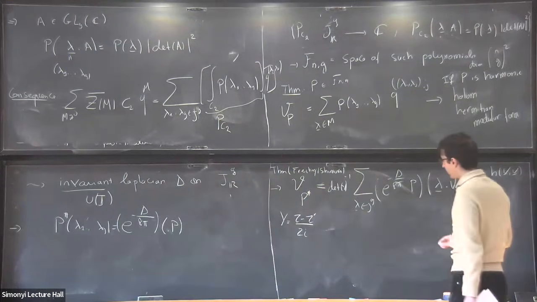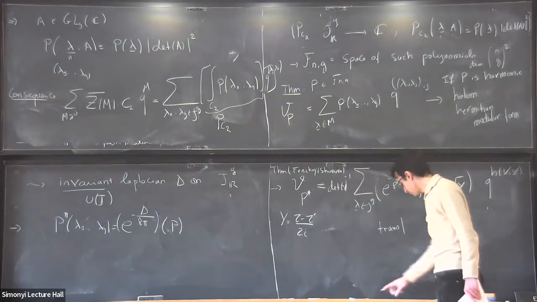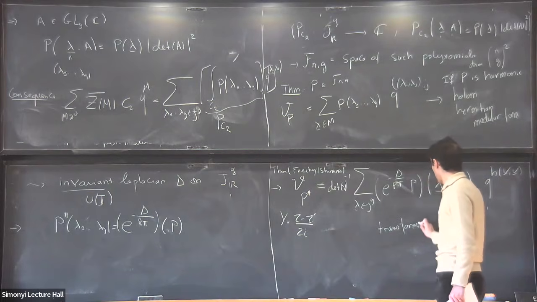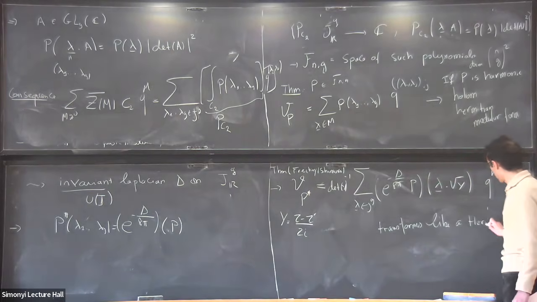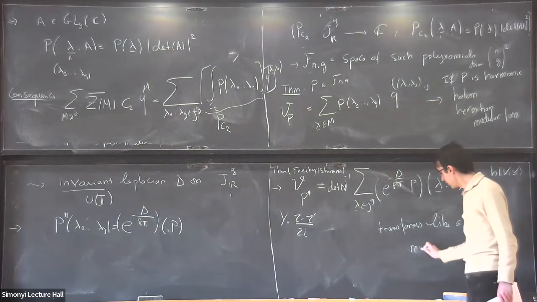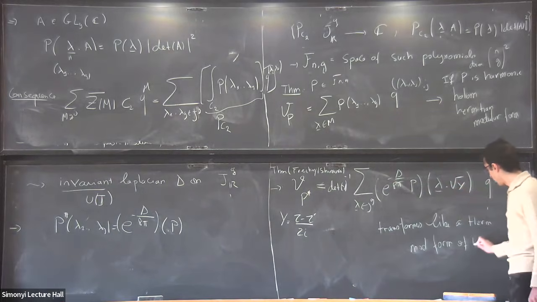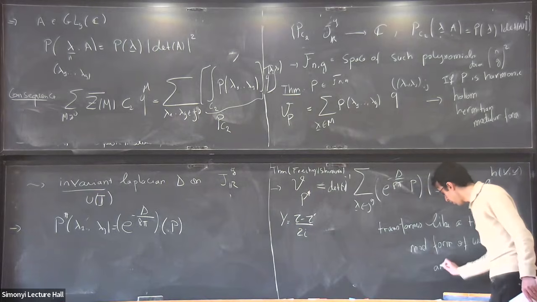Yeah. So this transforms like a Hermitian modular form of weight n plus 1, n plus 2, and some level. Okay.